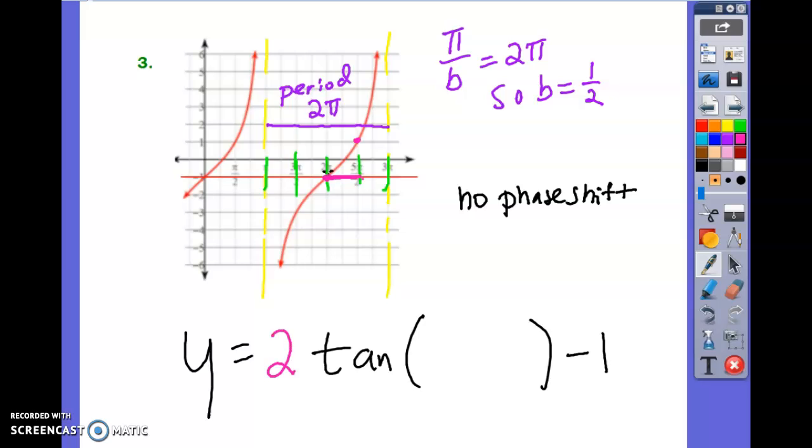And what else did I do? Oh, we got B. I'm sorry, B is 1/2. So I'm going to put x over 2. That's the 1/2 in front of the x, and there's no phase shift. So there's no minus C. So we just leave that the way it is. And that's it. Peace out.